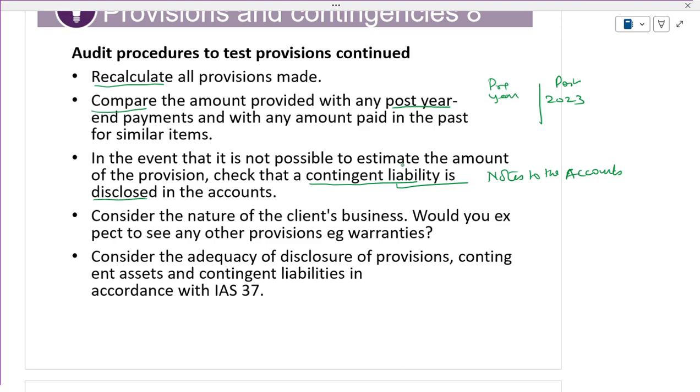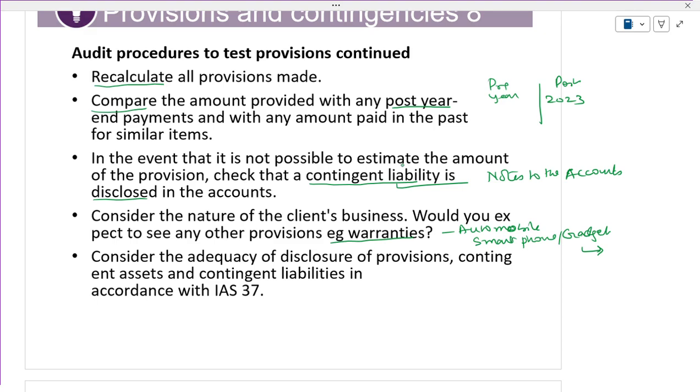Considering the nature of the client's business, would you expect to see any provisions, for example warranties? If you take an automobile business, or a smartphone, an electronic gadget, when you are buying an electronic gadget, they will say that it is a 1 year warranty. People will say that they want an extended warranty. They will pay. So you have to see what other provisions or warranties you expect to see.